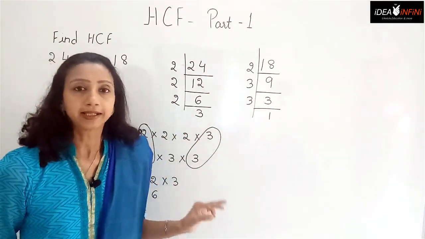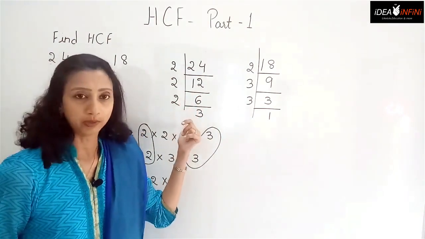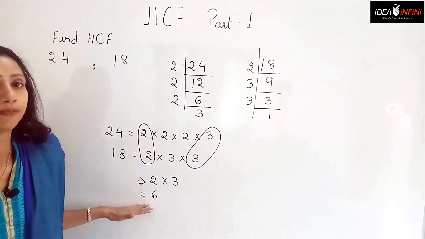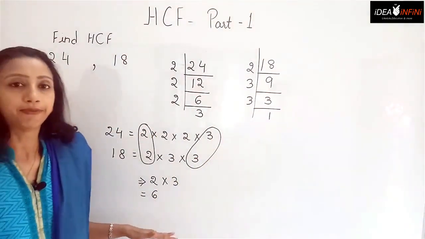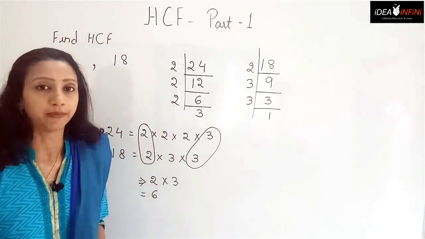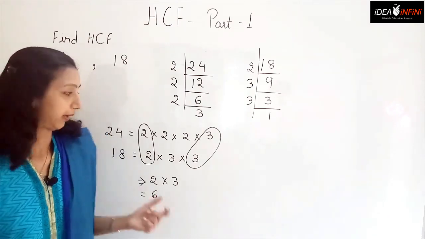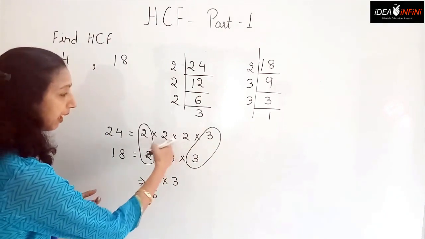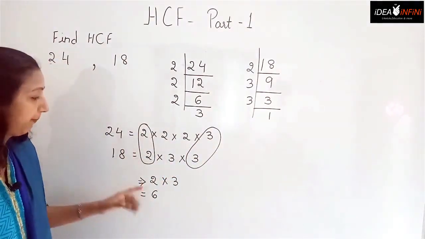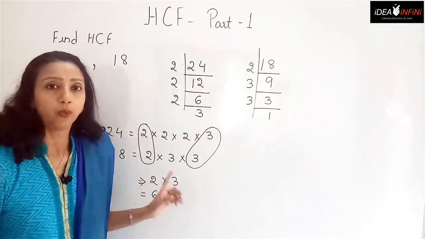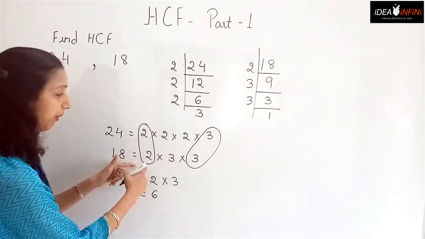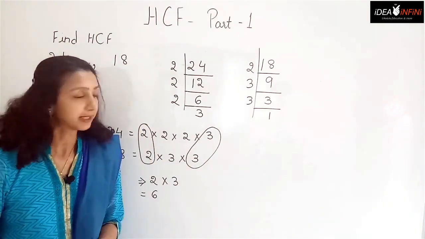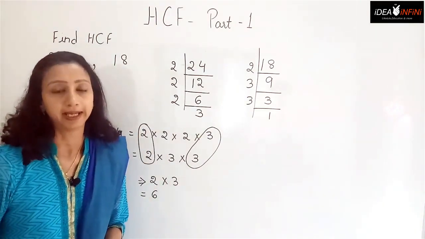That means 6 is the number which divides both 24 as well as 18. So this is the highest common factor. We find out like this by finding out the factors of the numbers given and then making a pair. Like these are the common factors, 2 and 2. 3 doesn't have a pair among these. So when we make a pair, we take one from each pair and then multiply them and we get 6. So 6 is the HCF of 24 and 18.